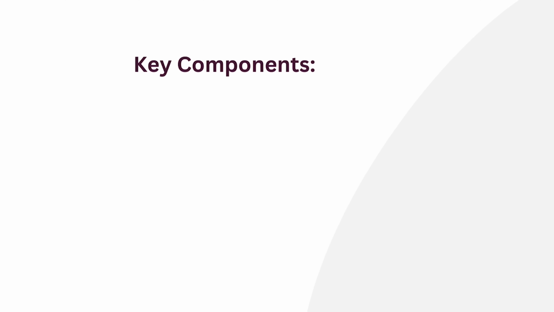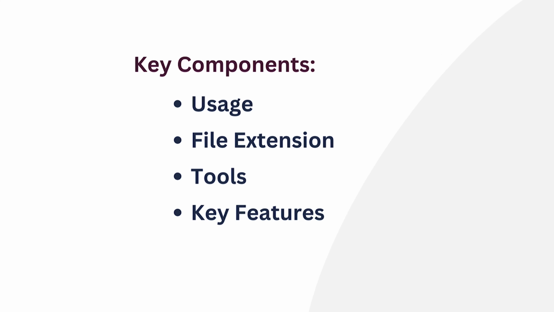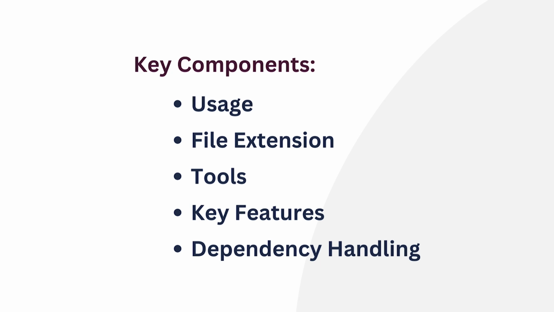The key components of APT are usage. It is used in Debian and Ubuntu as a front end for low-level dpkg packages. File extension: the file extension is .deb. Next comes tools. It uses apt-get, apt, and other apt-related commands. Then key features: dependency resolution, easy automatic package management, and upgrade repository handling, which invoke the dpkg backend. And finally, dependency handling, resolving dependencies automatically and installing required packages.